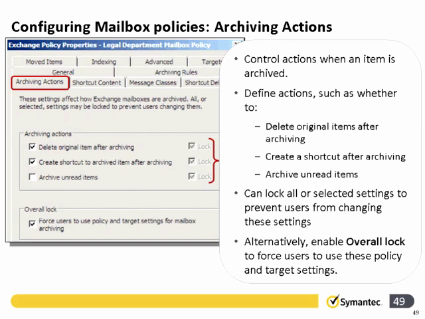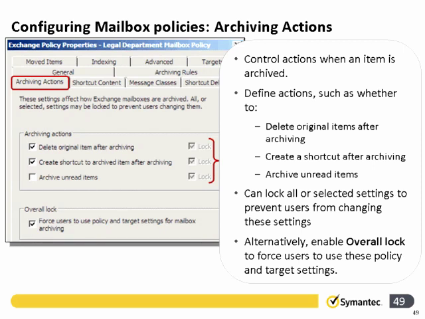So how do I configure these different settings for the mailbox archiving rules and actions? This again is on the individual Exchange mailbox policy, and in this example we switched to a different policy. We're now looking at a mailbox policy named Legal Department Mailbox Policy. On the Archiving Actions tab, we're looking at deleting the original item after archiving it. We are saying that we do want to do that, so in the mailbox it will get deleted, and it will ultimately only exist in the Enterprise Vault environment.